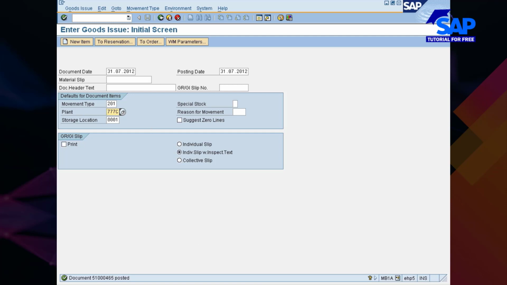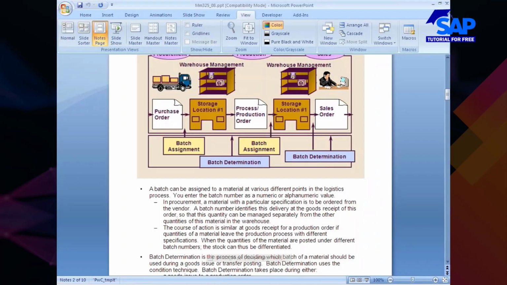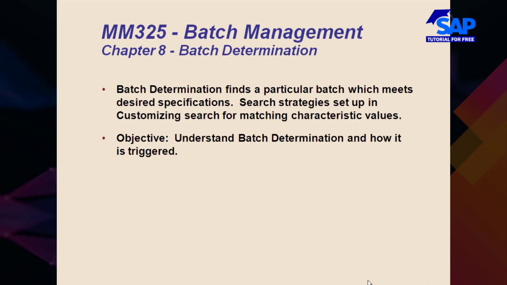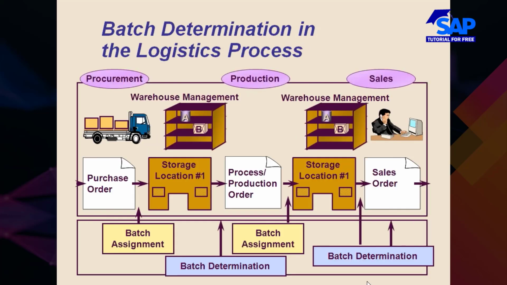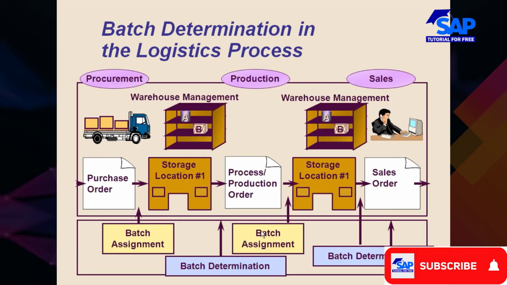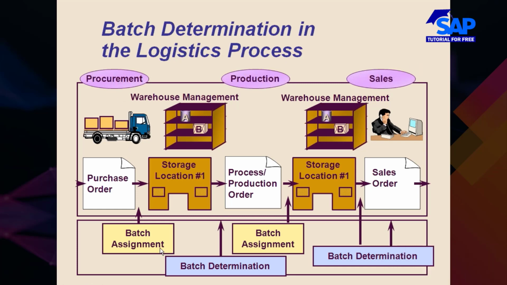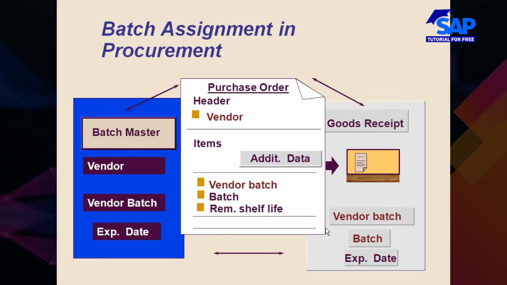Okay, so now let me take you to the slides. How batch determination happens in batch management. Okay, so this is batch determination. It finds a particular batch which meets the desired specification on the basis of selection class and sorting rule. Batch determination, as I told you, can be used in procurement, in production, in sales, in inventory, everywhere it is being used.